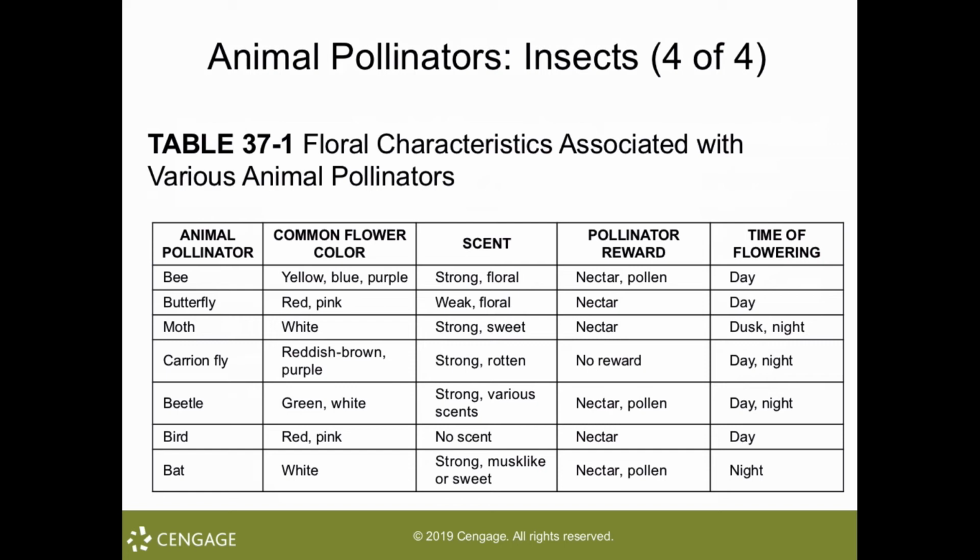That way you know that the bee is, of course, out during the day, looking for nectar and or pollen, looking for a floral scent, and typifying the flower that is yellow, blue, or purple. So just make sure you take your time. You can find this in your textbook on page 788.